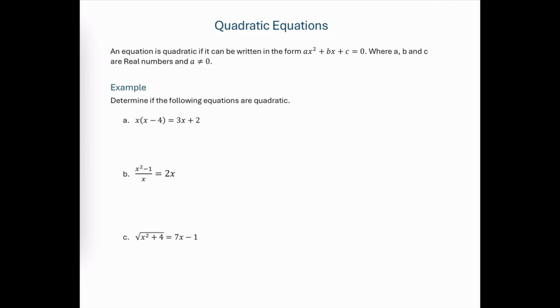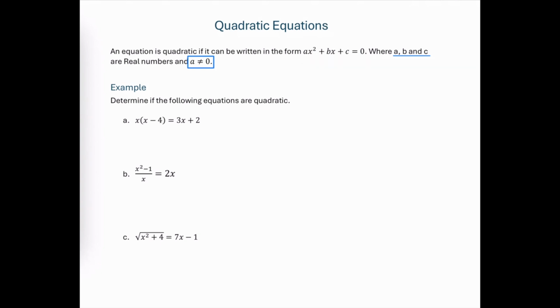An equation is said to be quadratic if it can be written in the form ax squared plus bx plus c is equal to 0. The values a, b, and c are real numbers, but the a value, which is the leading coefficient, cannot be 0. We do need to have this term present in order to be considered a quadratic equation. We need to have that x squared term.